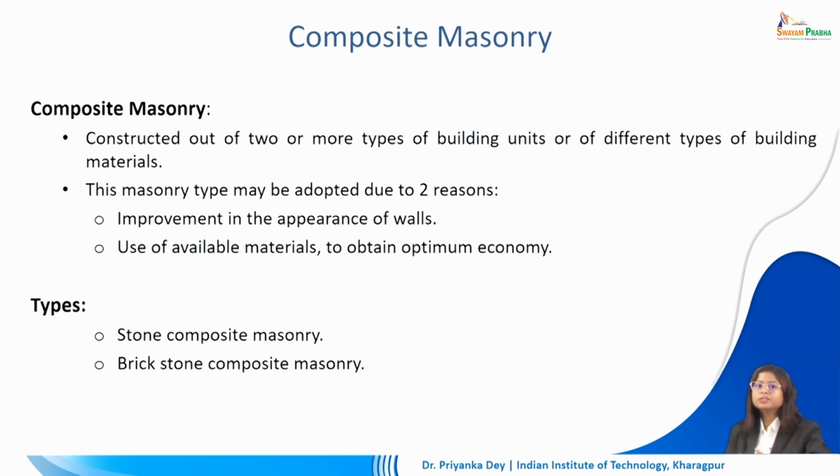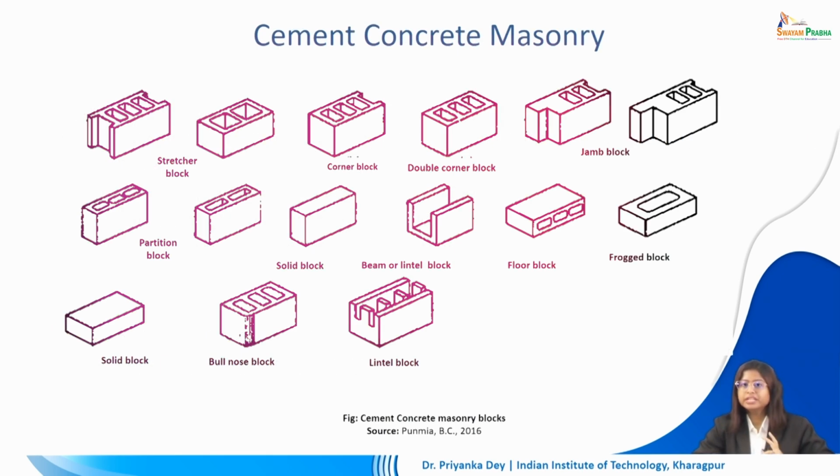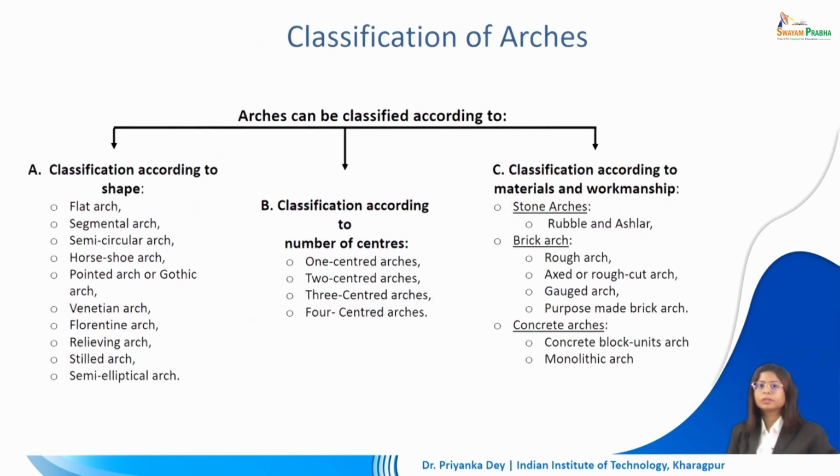In case of composite, we are actually using different building units together. This may be adopted for the improvement in the appearance of the wall, or if local materials are available and we want to optimize economically. So we can have a combination of stone composite masonry, we can also have a brick stone composite masonry. Cement concrete masonry can also be done. There are different shapes of blocks which are available that we can use depending upon the application.